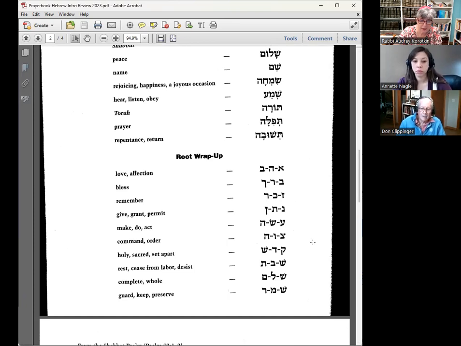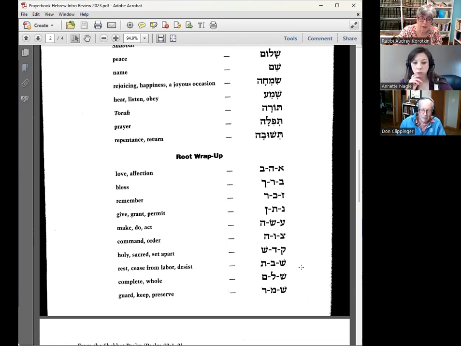Do you have any questions about that? So for instance, down here where it says command order, tzadi vav hey, what word that you know pretty well are you likely to see this in? Like the mitzvot? Yep, mitzvah or mitzvot. We have kuf dalet shin. What are you likely to see kuf dalet shin in? Kadosh. Good. Kadosh, kiddush, kaddish. All of them have to do with holiness. Shin lamed mem, I think that you guys would know, right? Yep. Shalom. Shalem.